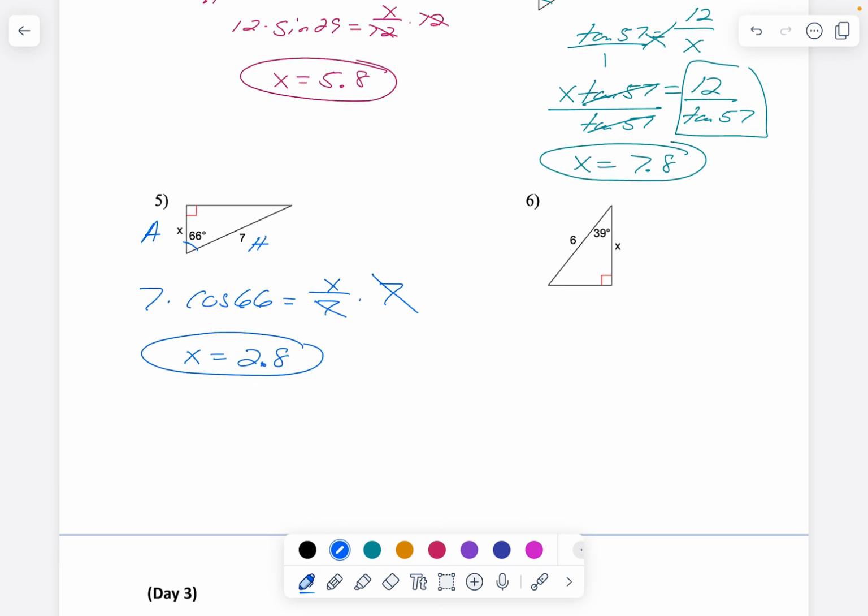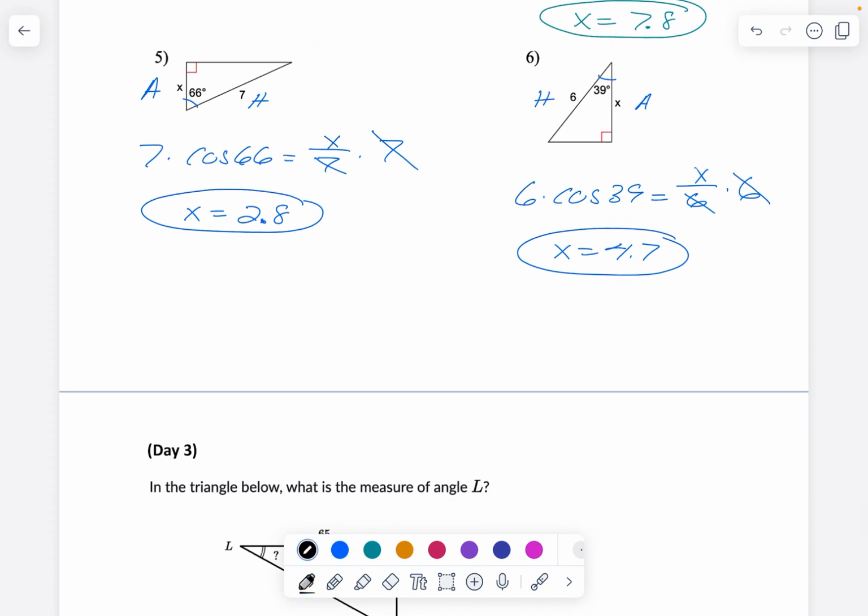And finally, with regard to this angle, this is adjacent, this is hypotenuse. Oh, we got to do another hard one. So we're going to multiply both sides by 6. X equals 6 cosine 39, approximately 4.7.